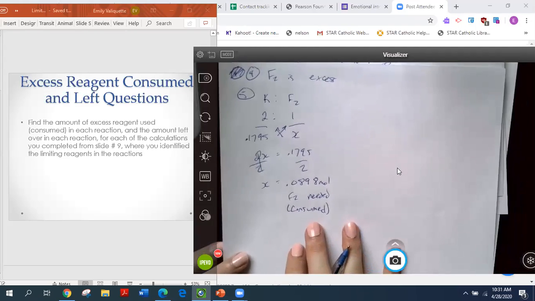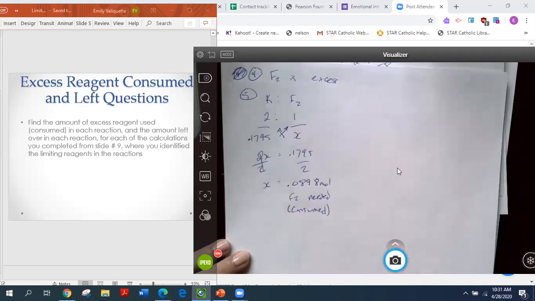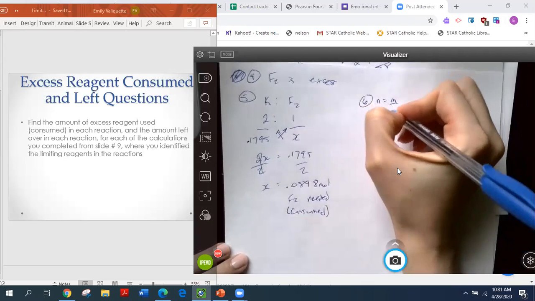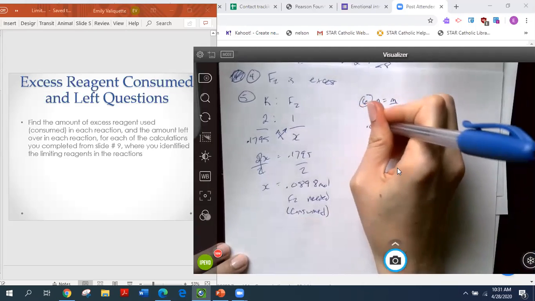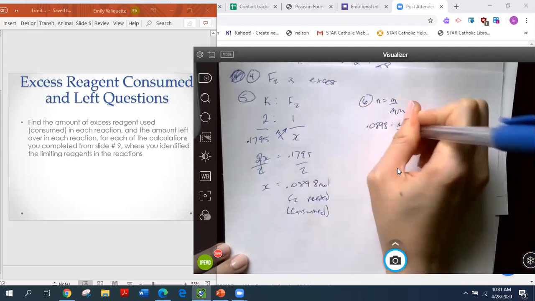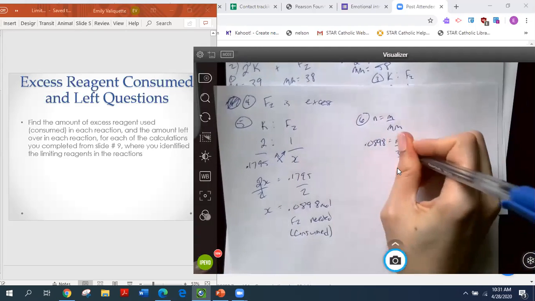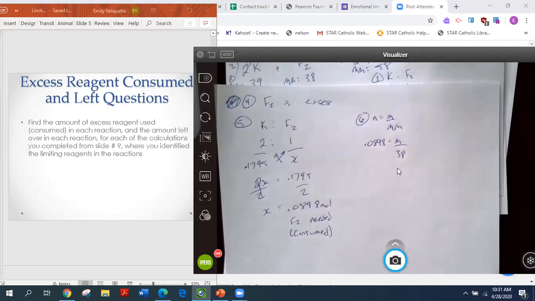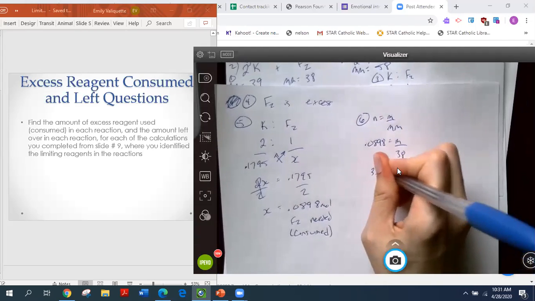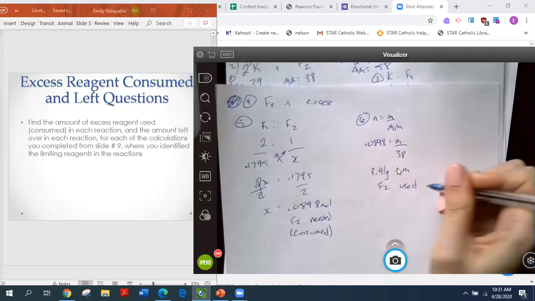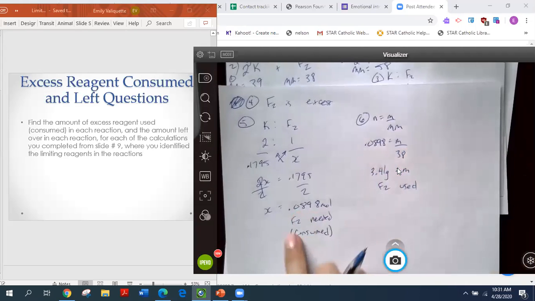Now, you will sometimes be asked to identify how many grams of the excess reagent is left over. And if that was the case, I would just go moles equals mass over molar mass. I would plug in my moles and my molar mass of fluorine, which is 38, and I would get 3.41 grams of fluorine that was used or consumed, since that was this amount.